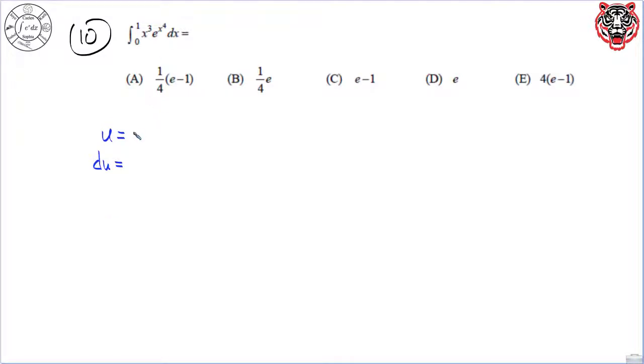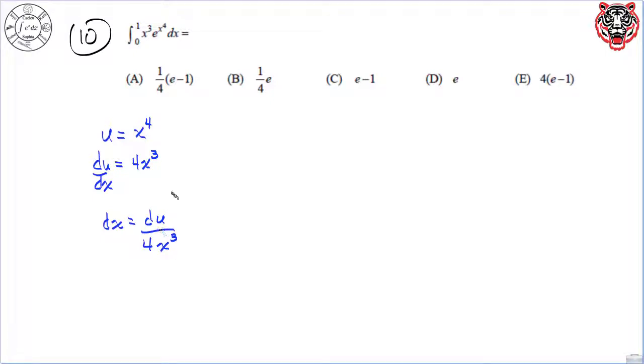So our u is going to be x to the power of 4. Our du is going to be 4x to the power of 3, and from that, it's du/dx, sorry, with respect to whatever this symbol is. From here, we need to solve for dx. dx is going to equal du divided by 4x cubed.